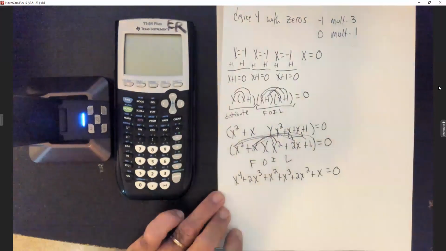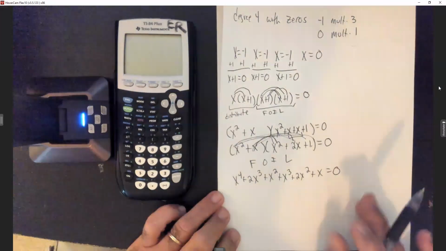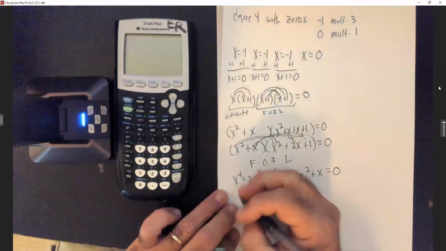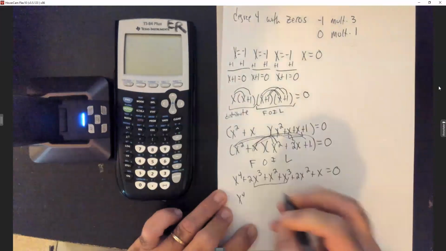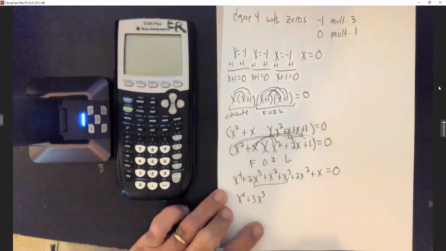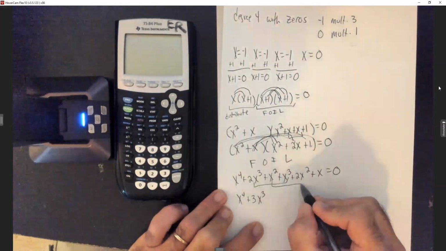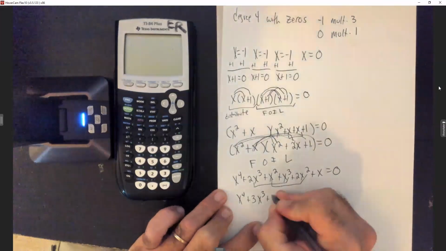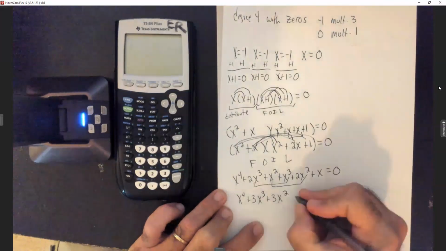So now let's combine all the like terms. And I'm going to put them in descending order. So the x to the 4 is first. Let's see, I got 2x to the 3rds and 1x to the 3rd. So that'll give me 3x to the 3rds. I got 1x squared adds to 2x squareds. That gives me 3x squareds. And then at the end is a positive x.